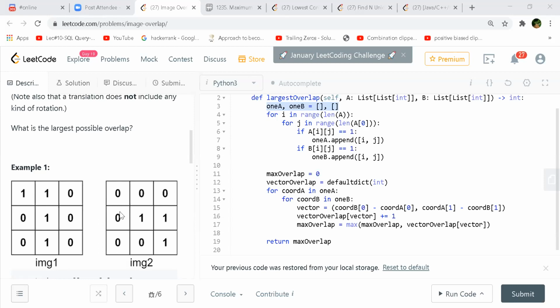But this is a very space optimized one because you're looking at one A and one B, those two arrays. So they are only taking the coordinates of the ones in both of the images, right? So it is space optimized and also time optimized, right? Yeah, time will be n square only. I mean, for the first matrix, it will be based on how many ones there are.